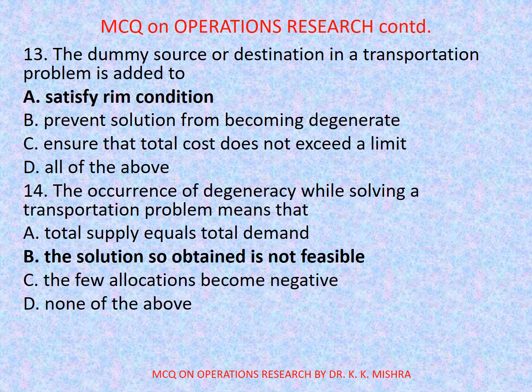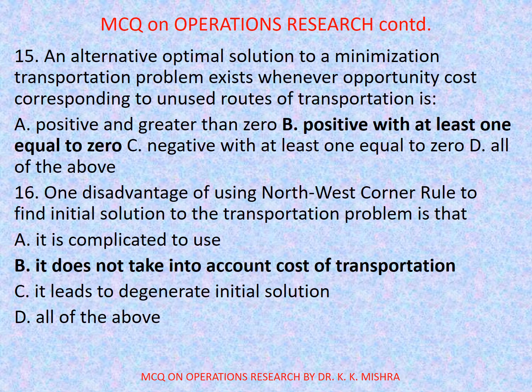14. The occurrence of degeneracy while solving a transportation problem means that, correct option is B, the solution so obtained is not feasible. 15. An alternative optimal solution to a minimization transportation problem exists whenever opportunity cost corresponding to unused routes of transportation is, correct option is B, positive with at least one equal to 0. 16. One disadvantage of using northwest corner rule to find initial solution to the transportation problem is that, correct option is B, it does not take into account the cost of transportation.